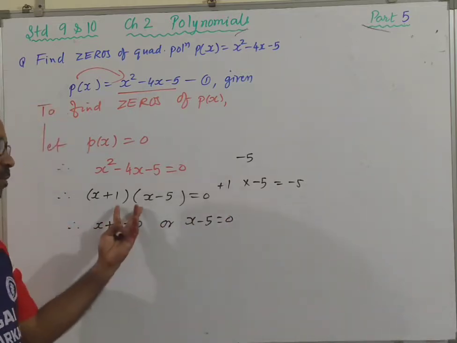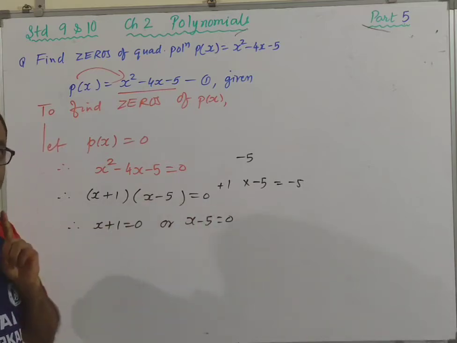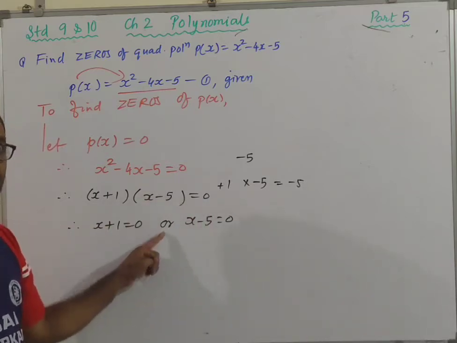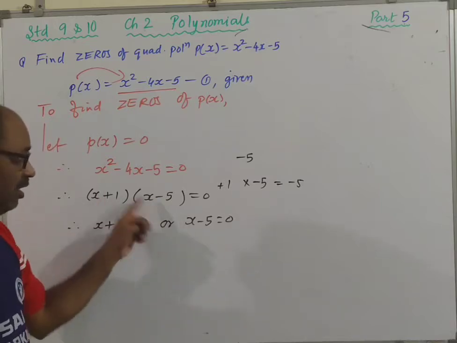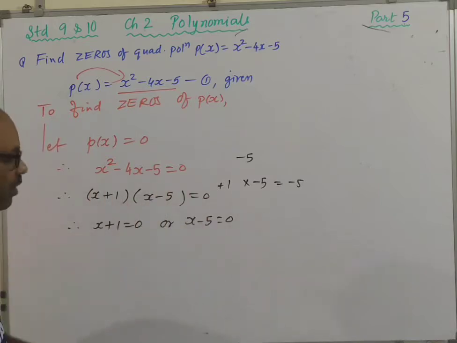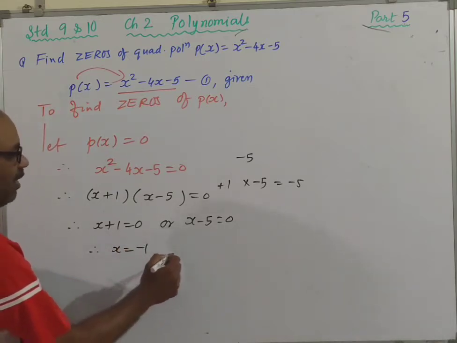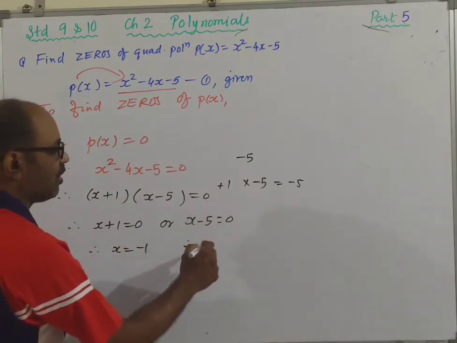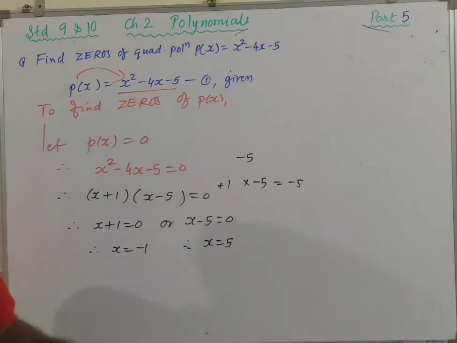By Euclid's property, if the product of two brackets is 0, then one of the two brackets must be 0. That's why we are writing or. Both can also be 0, but at least one must be 0. Then only the product of two brackets will be 0. Let's go. This gives me a linear polynomial: x is equal to minus 1. Therefore, this also gives me a linear polynomial, so x is equal to 5. So you got the two zeros.